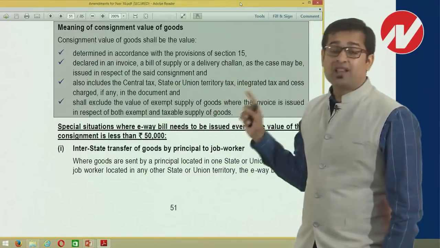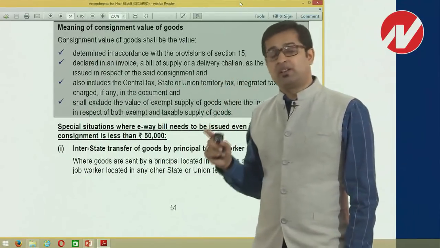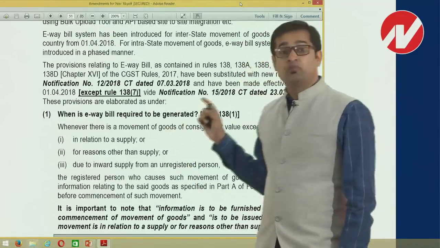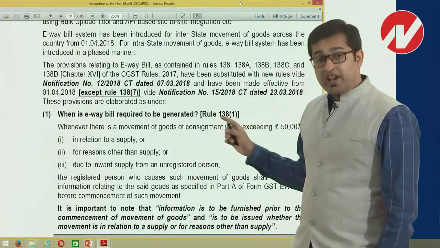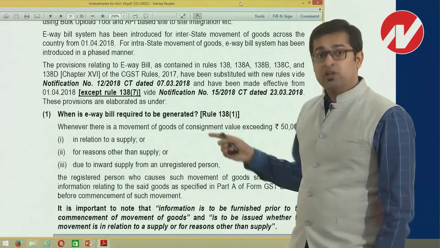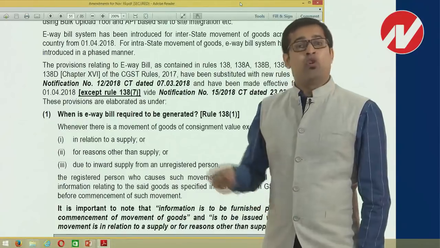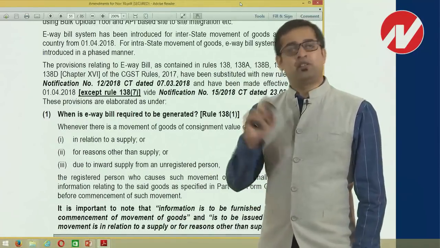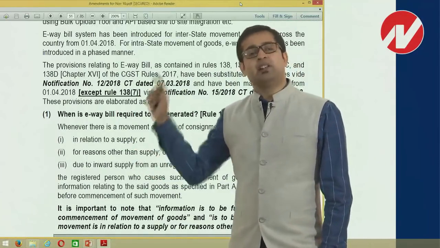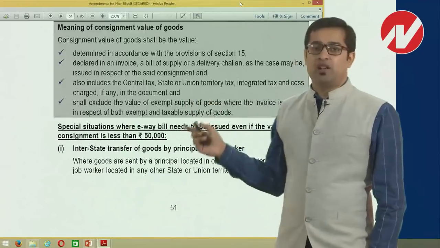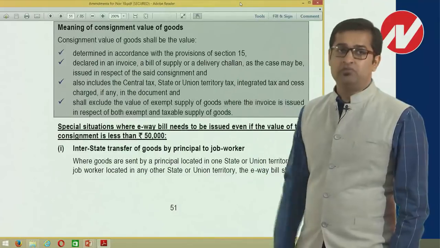So technically, these are all the points you need to keep in mind for e-way bill in relation to the value part. That is, whenever there is a movement of goods of a consignment value exceeding 50,000 for reasons of supply, for reasons other than supply, or an inward supply from an unregistered person, in each of these cases an e-way bill is compulsory. And whenever you say value exceeding 50,000, these are the points that we need to keep in mind.